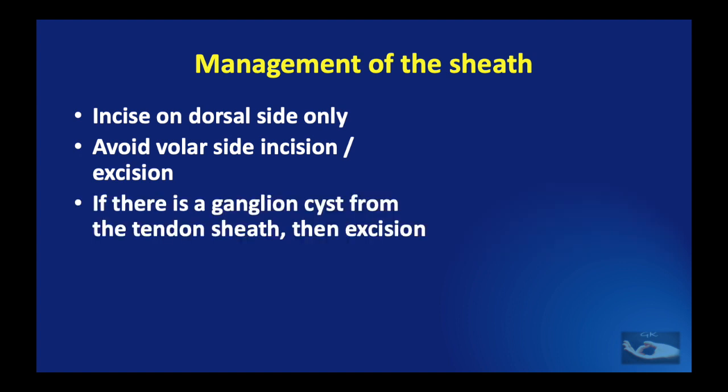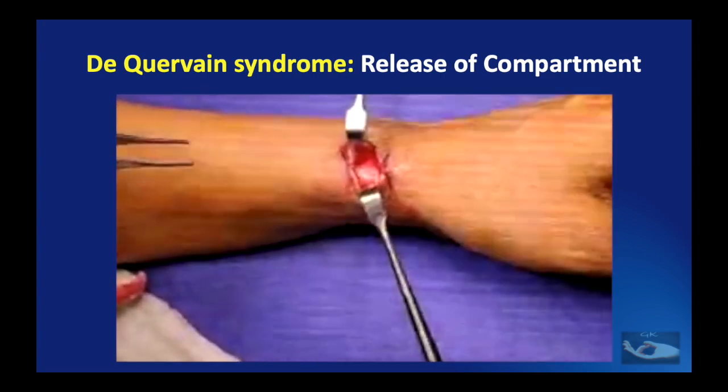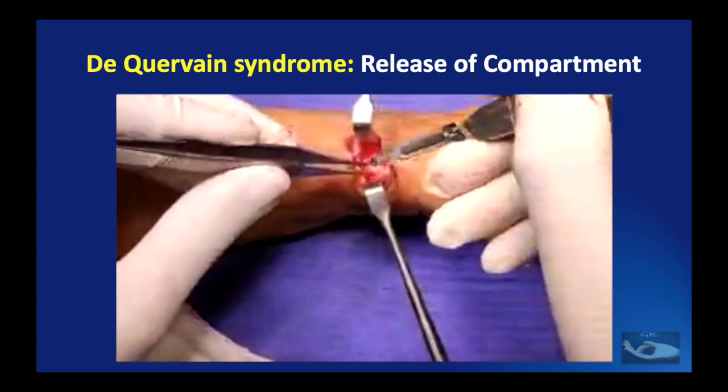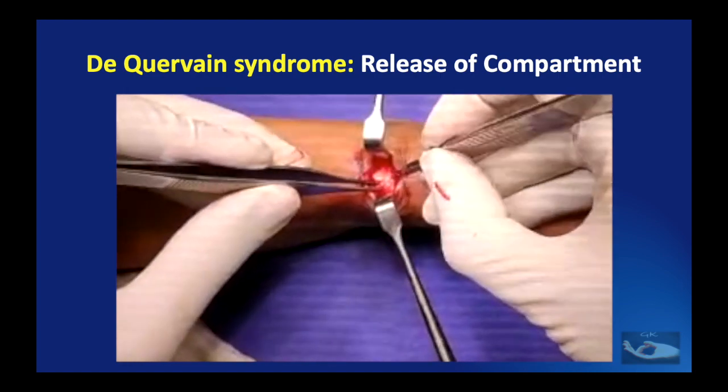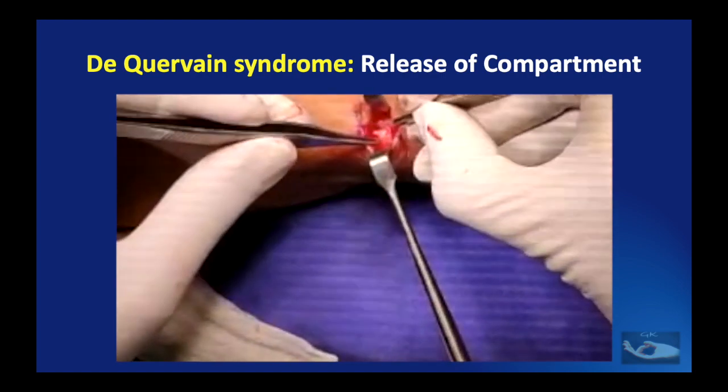Only in a situation where there is a ganglion cyst from the tendon sheath, then the sheath can be excised. Even in this situation, it is ideal to reconstruct the patch with a small strip of extensor retinaculum graft taken from the second compartment. After releasing the retinaculum, the tendons must be examined and any prominent synovial tissue within the tunnel should be excised. Now the incision can be made on the dorsal aspect of the retinaculum as we have seen. This incision is usually done with the number 15 blade, taking care to avoid injury to the underlying tendons.